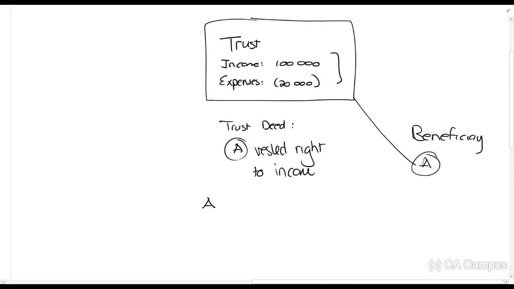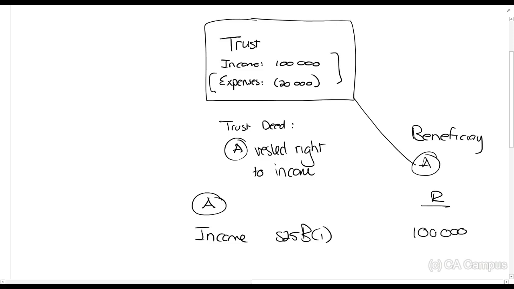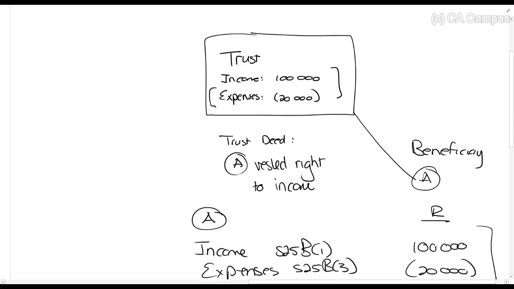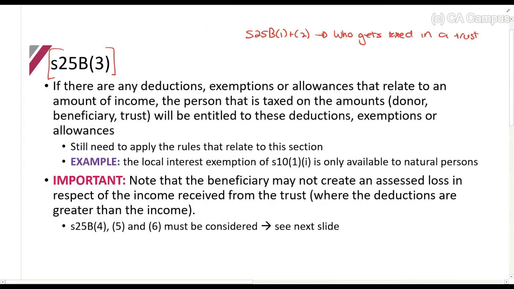So when you do A's taxable income, the first thing is that income will be included in terms of section 25B1. You'll include the 100,000 rands, and the expenses you'll qualify for as a deduction in terms of section 25B3, if you could qualify for the expenses. So all the normal rules still apply. Section 25B just tells you who gets it. So that's what section 25B tries to tell us.